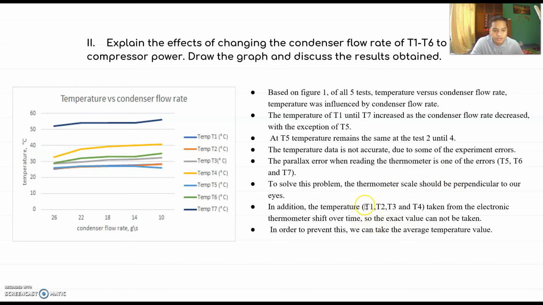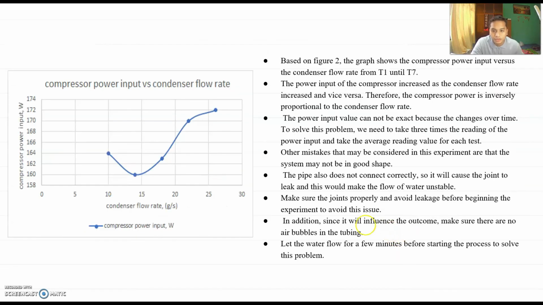In addition, the temperatures at T1, T2, T3, and T4 taken from the electronic thermometer shift over time, so the exact value cannot be taken. In order to prevent this, we can take the average temperature value. Okay, the next graph is compressor power input versus condenser flow rate. Based on figure 2, the graph shows the compressor power input versus the condenser flow rate from T1 until T7. The power input of the compressor increases as the condenser flow rate increases and vice versa. Therefore, the compressor power is directly proportional to the condenser flow rate.